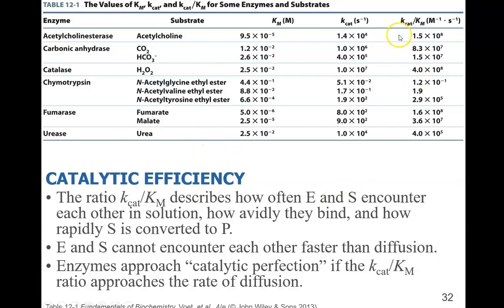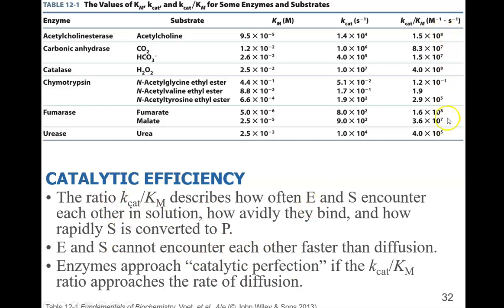In published papers, you'll often find Kcat over Km, and this is called catalytic efficiency. Often you'll see these values reported. So catalytic efficiency is Kcat divided by Km. If we look at the units, if Kcat is reciprocal seconds and Km is in our denominator, then we just have a number divided by molarity, and seconds are in the denominator. So this describes how often the enzyme and the substrate encounter each other in solution, because that's described by Km, how avidly they bind, and how rapidly substrate is converted to product, because that's described by Kcat.